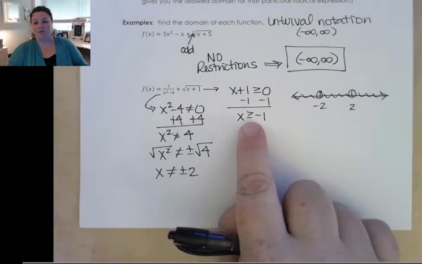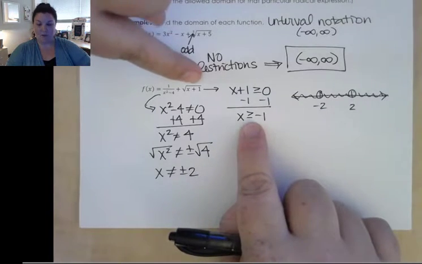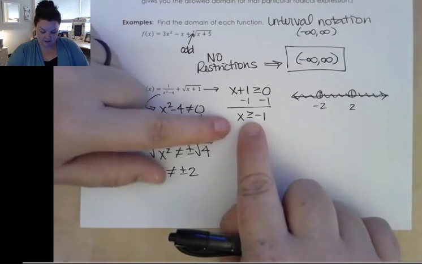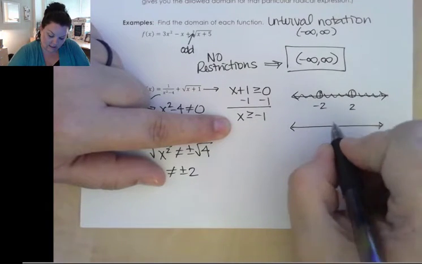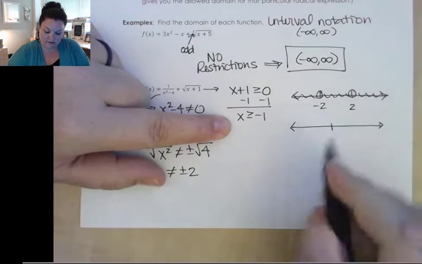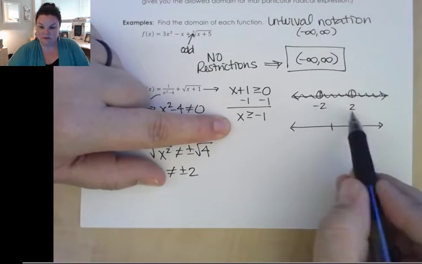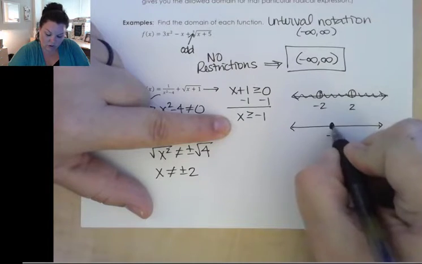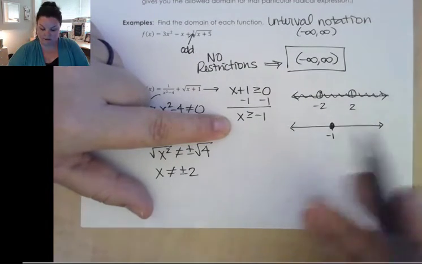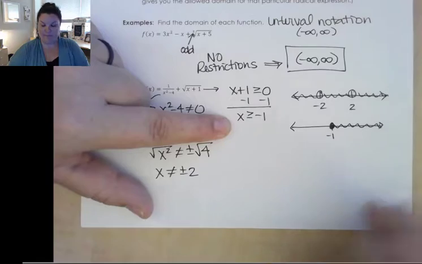So this is my restriction to ensure that this radical doesn't get negatives under it. So I'm going to go ahead and put that on a number line. Okay, negative 1 is somewhere between negative 2 and positive 2, right? Here's negative 1, and it can equal negative 1, or it can be anything greater than negative 1. So this way, okay?